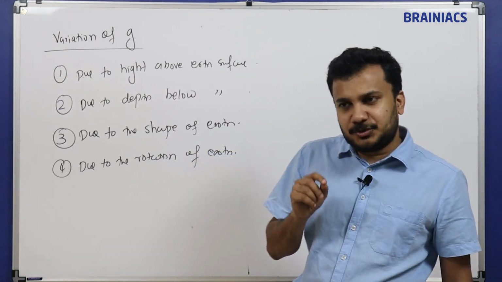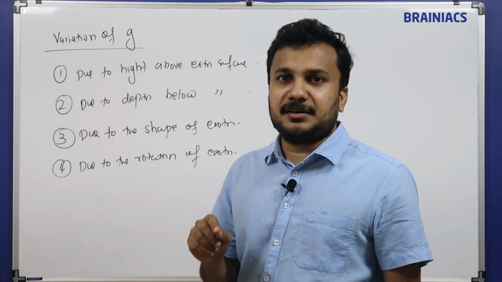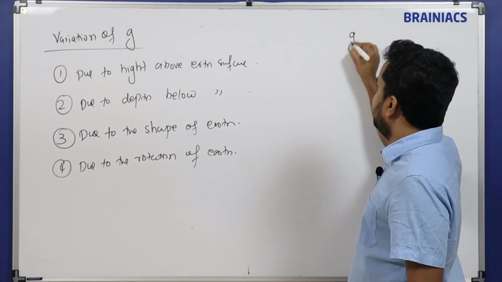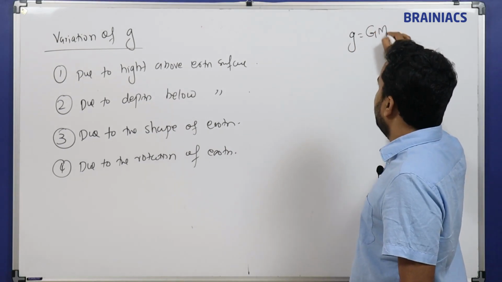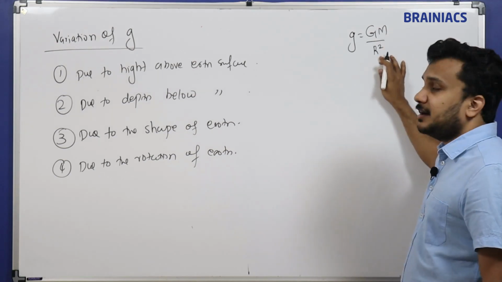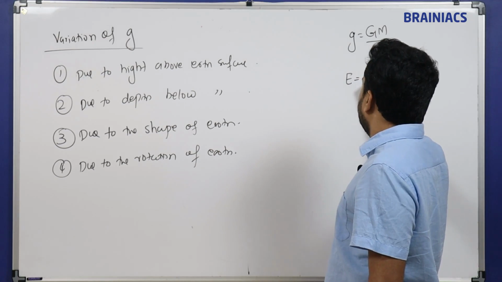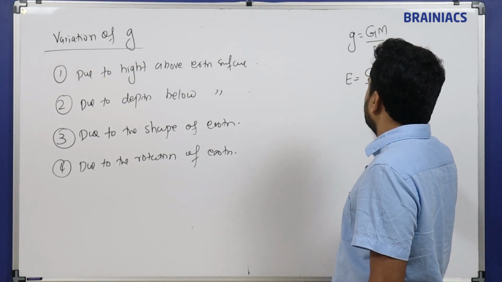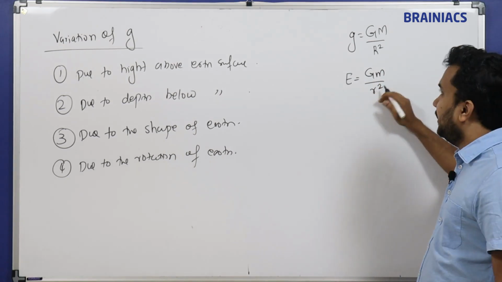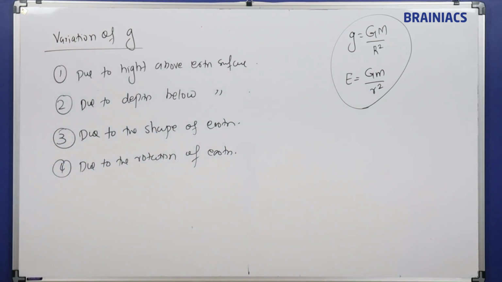Now, a simple question to you. What is the difference between acceleration due to gravity and gravitational field intensity? Both look the same equation-wise. See, g is equal to GM divided by R square, where M is the mass and R is the radius. Both are related to Earth only. But gravitational field intensity, GM by R square, is for any mass at any distance. Equation-wise both look similar, but concept-wise both are different.